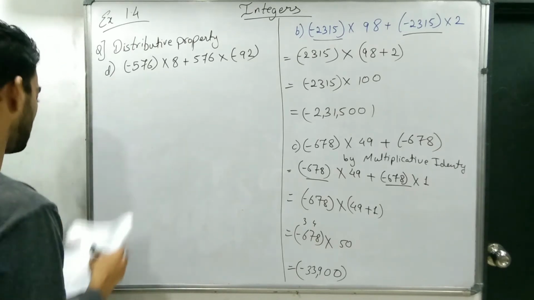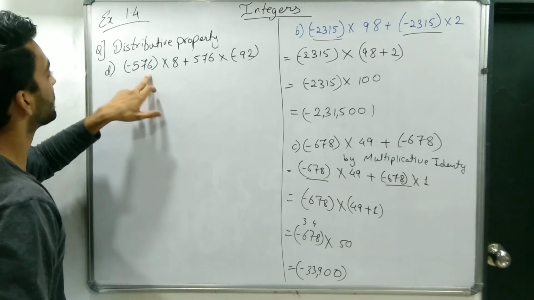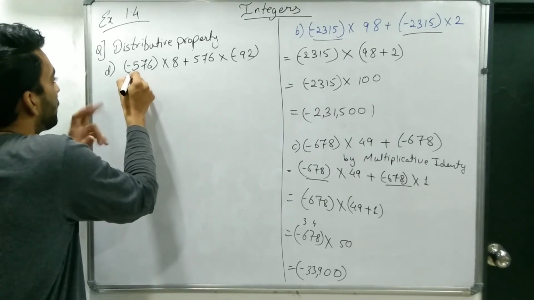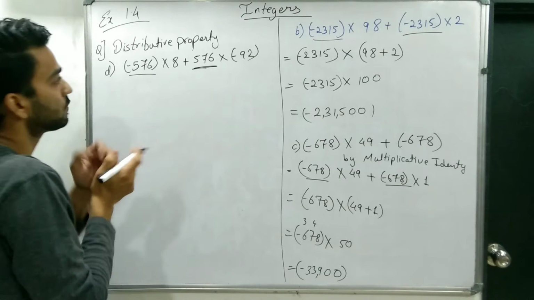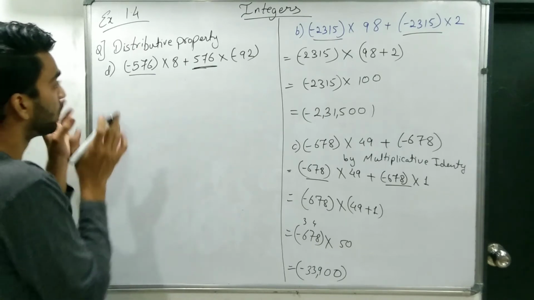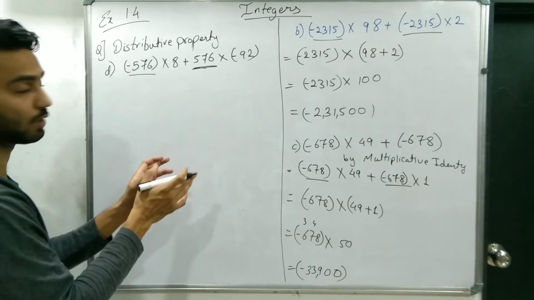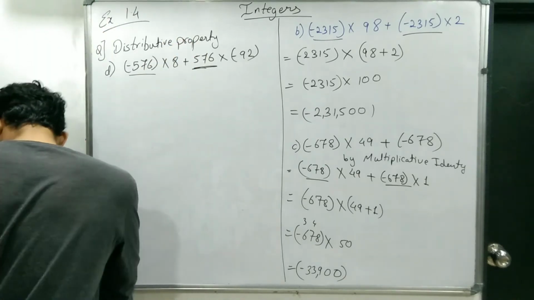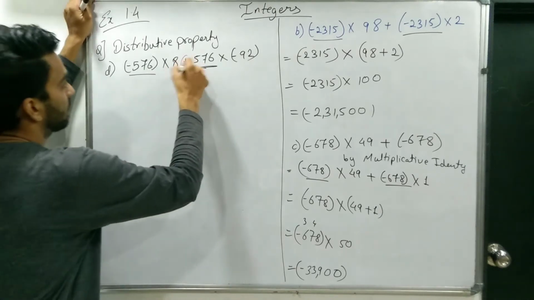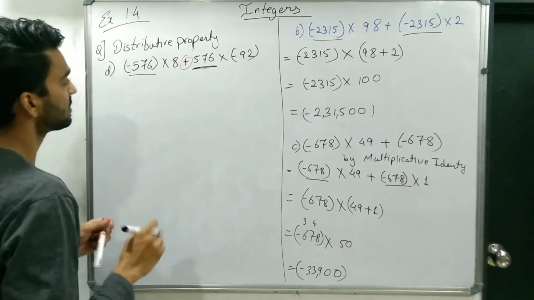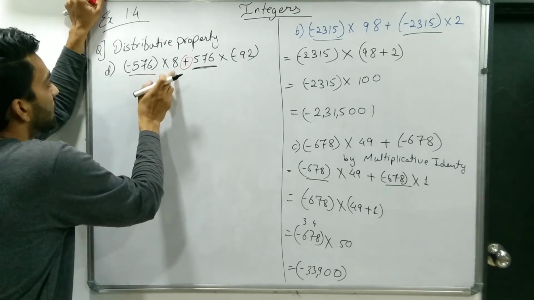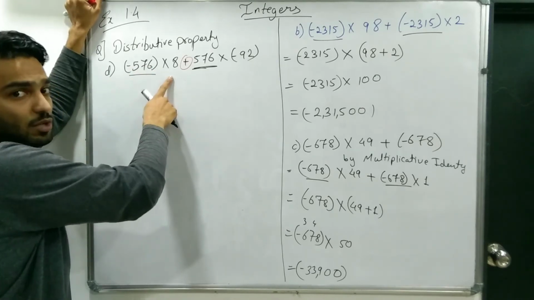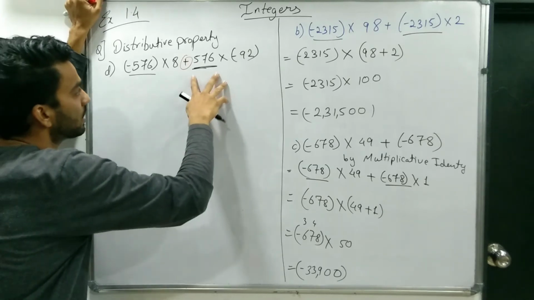This is slightly different. Minus 576 into 8 plus 576 into minus 92. Now we can see 576 is the same, but this is negative, this is positive, so we cannot take it as A here because both should be either positive or both should be negative. So as in the distributive property we have seen that this is our separator. This is one part, this is one part. Here this is positive, this is negative.